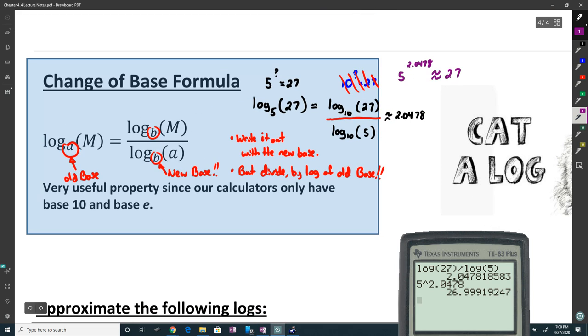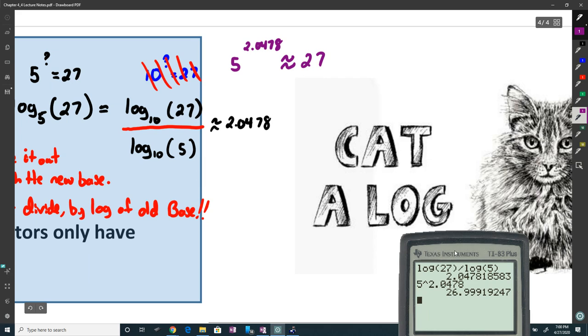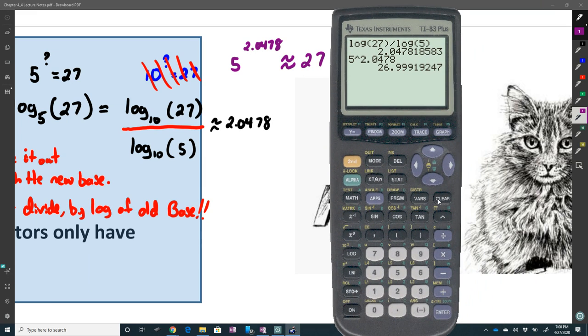Oh, one thing I wanted to mention also is notice I chose base 10. I didn't have to do base 10. I could have done, so let's do log of 27 divided by log of 5. I could have used ln instead. It doesn't matter. Oh, you can't mix and match them. That's illegal. Notice that the ratios are exactly the same. So when you're converting logs, it's just whichever button you prefer, log or natural log.